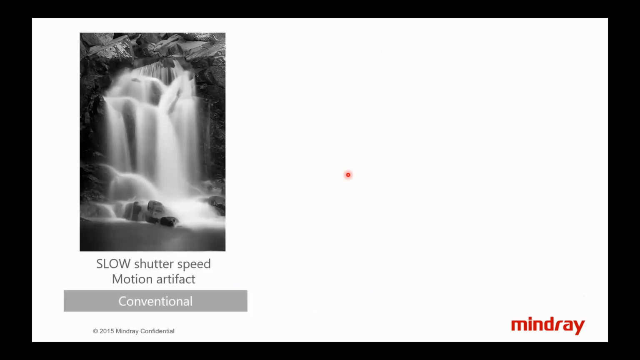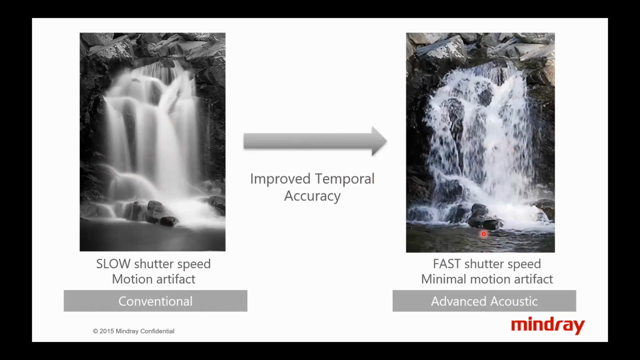Okay. Let's go to another picture. You see this river? When we take a photo with slow shutter speed, there is motion artifact, and you can see no details inside. But if we improve the temporal accuracy, we see the fast shutter speed, which is better. In imaging, does the doctor prefer the left one or the right one? Of course the right one, because he can see a lot of details inside.